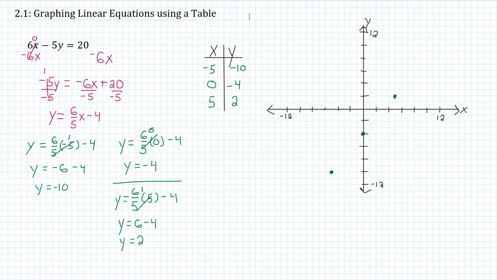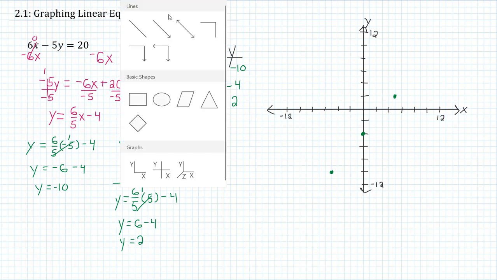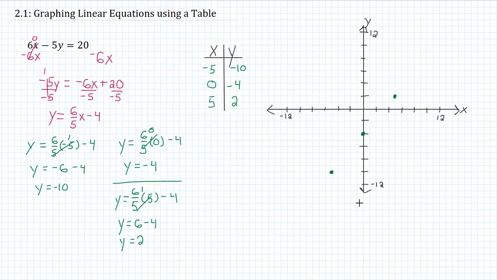As we can see, those 3 ordered pairs form a perfectly straight line. So to finish graphing, I need to represent the rest of my solutions. So I'm going to connect them with a straight line. We'll make that extend all the way across the coordinate plane, so there's no guessing as to where the solutions are.